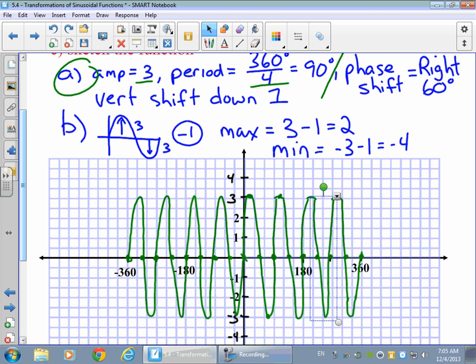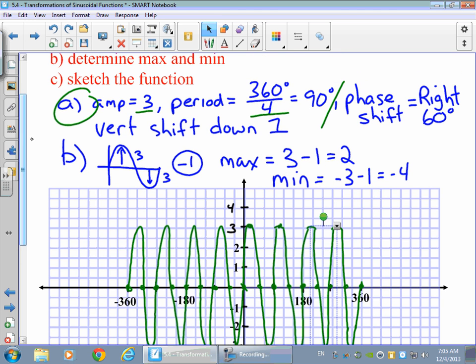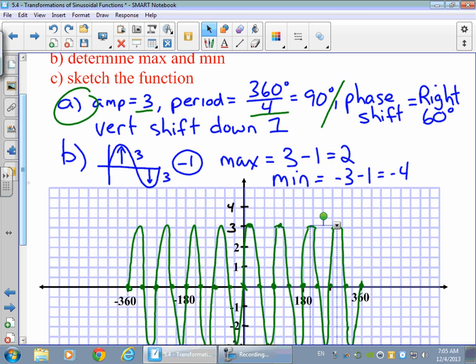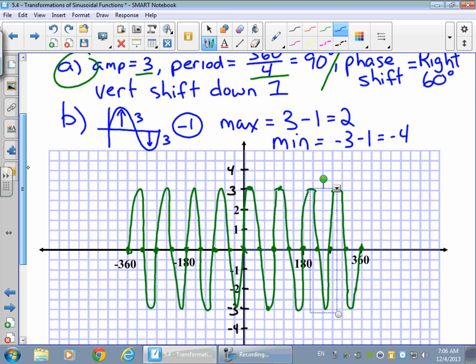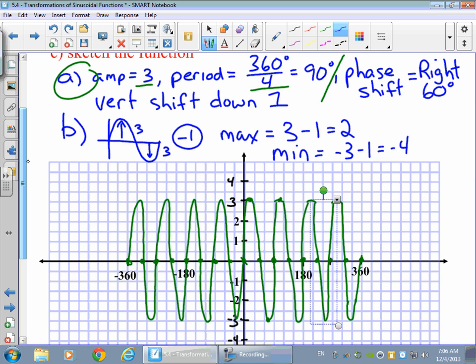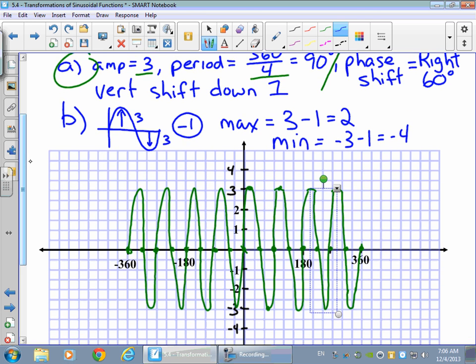So that's the first part. That's the amplitude and period done. As I said, if you can do this in one step, if you can sort of visualize that phase shift and the vertical shift, fantastic. I thought this might be a little bit easier. And so once I know what I've got here, I'm looking to now phase shift it by 60 degrees to the right, and of course vertical shift it down.